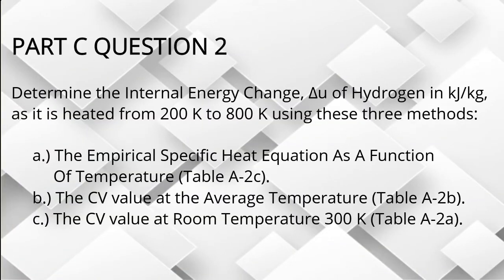Question number 2. Determine the internal energy change delta U of hydrogen in kilojoule per kg as it is heated from 200 Kelvin to 800 Kelvin using these three methods. A. The empirical specific heat equation as a function of temperature, table A-2C. B. The Cv value at the average temperature, table A-2B. And C. The Cv value at room temperature 300 Kelvin, table A-2A.